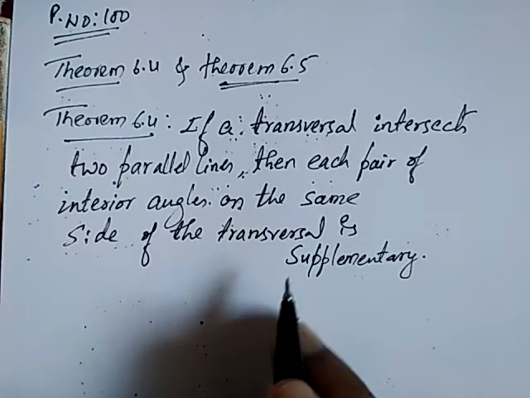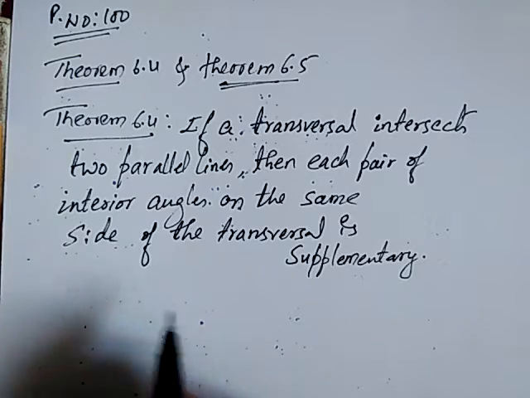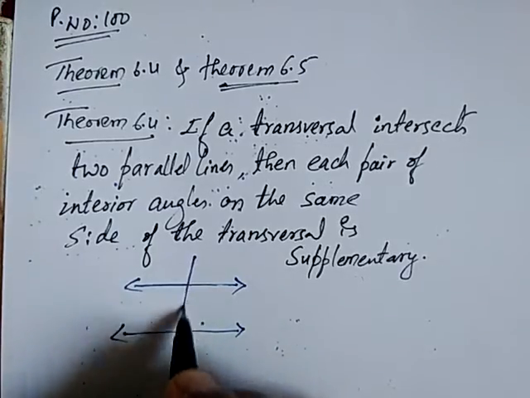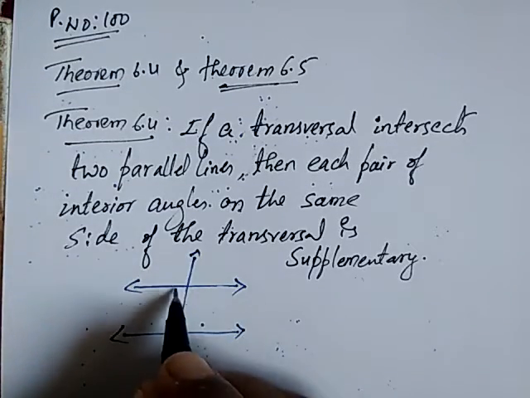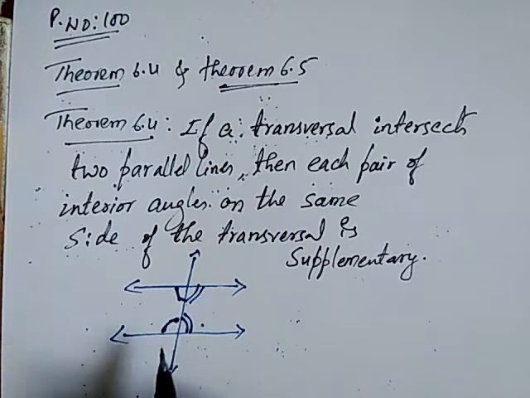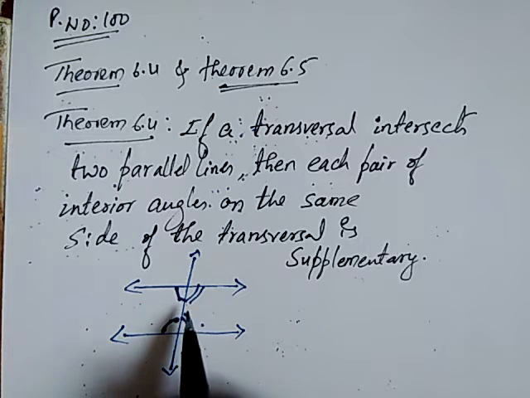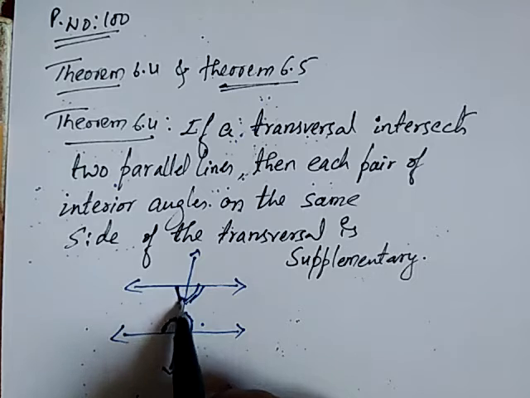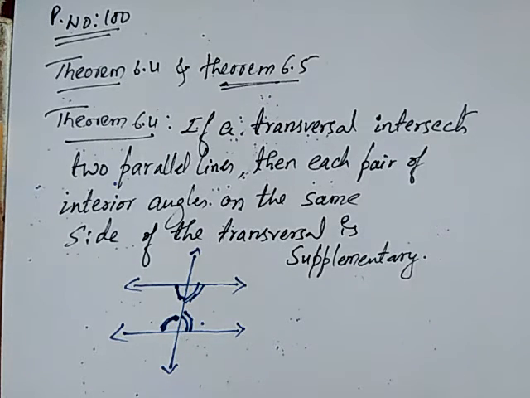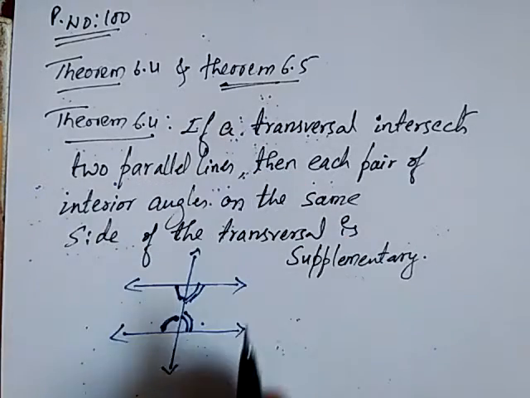That is allied angles, or co-interior, consecutive interior angles, I told you, the same thing. So if two parallel lines are given and the transversal intersects like this, the interior angles on the same side of the transversal are supplementary, meaning this angle plus this angle will be 180 degrees, and this angle plus this angle will be 180 degrees. The converse is also true. That is theorem number 6.5.